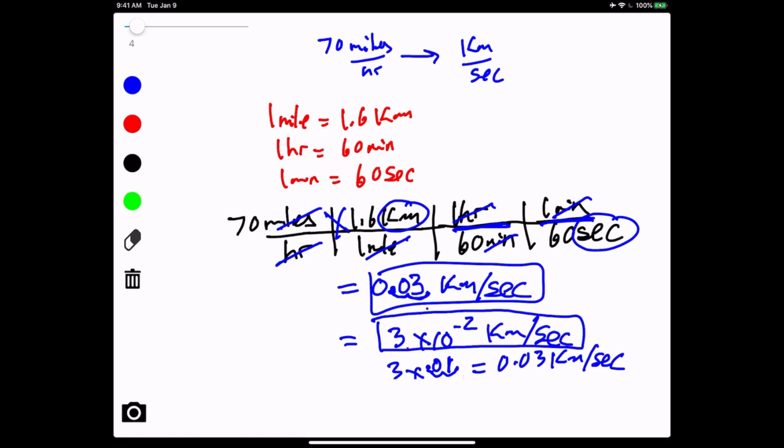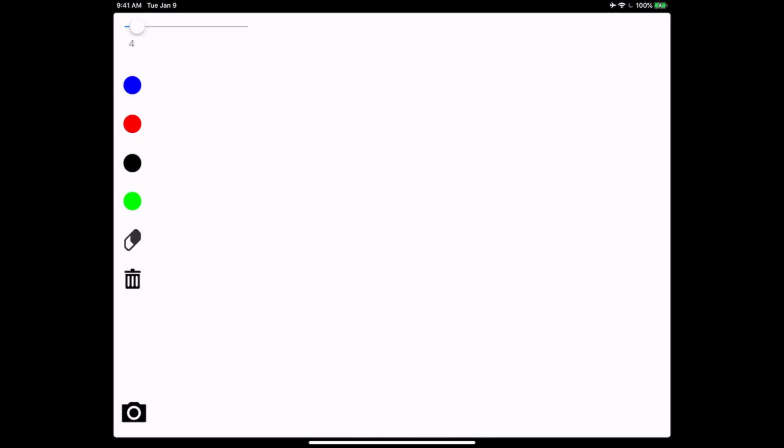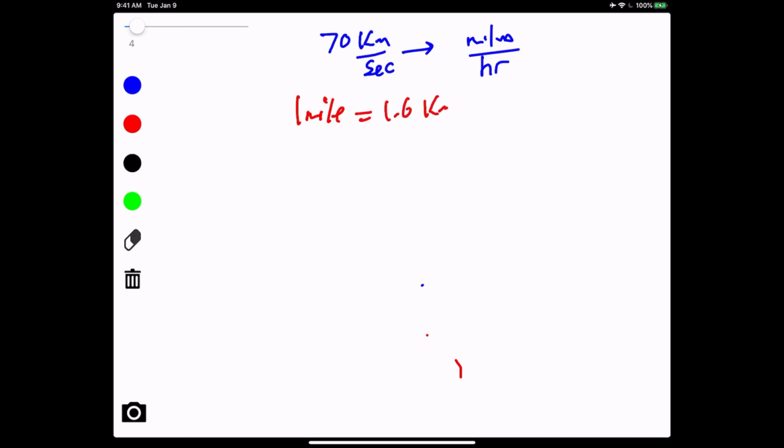Okay, let's do another example of scientific notation. But in this example, let's convert 70 kilometers per second into miles per hour. Okay, once again, we need to know what our unit conversion factors are. So let's write those down. 1 mile equals about 1.6 kilometers. We also note that 1 hour equals 60 minutes. And then finally, 1 minute equals 60 seconds.